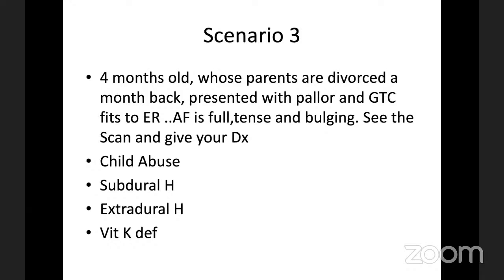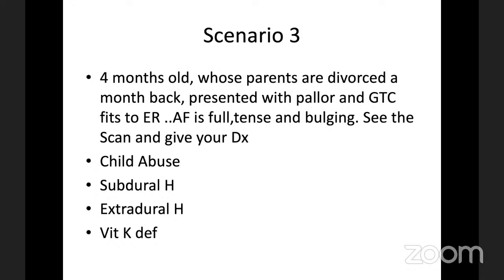And the child's parents were divorced. That means there was some family disharmony. Maybe the father or maybe the mother is the accused. And the child came with pallor. I mean, there is severe injury in the brain. Why will I not opt vitamin K deficiency? Because this is 4 months. Vitamin K deficiency is hardly present after 1 month. There is immediate type, late type, and very late type. So very late type will be at 1 month, not at 4 months, number one.